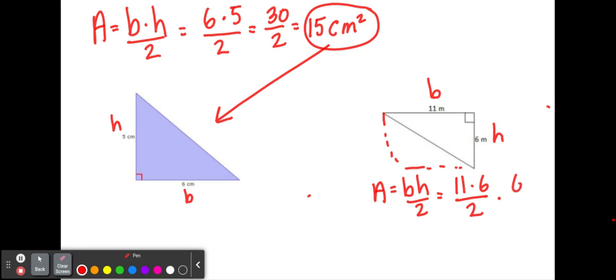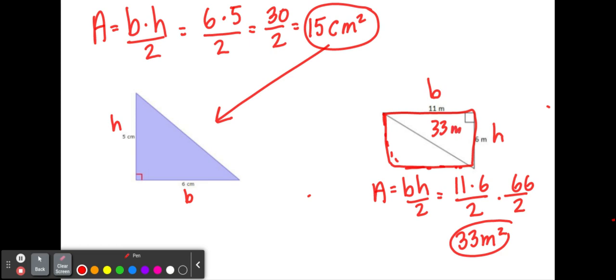So 11 times 6 is 66. So the area of this whole rectangle is 66. I want to then cut it in half. That would give me an area of 33 meters squared. Is just this section here. Right? I don't want that part, so I divided it by 2.